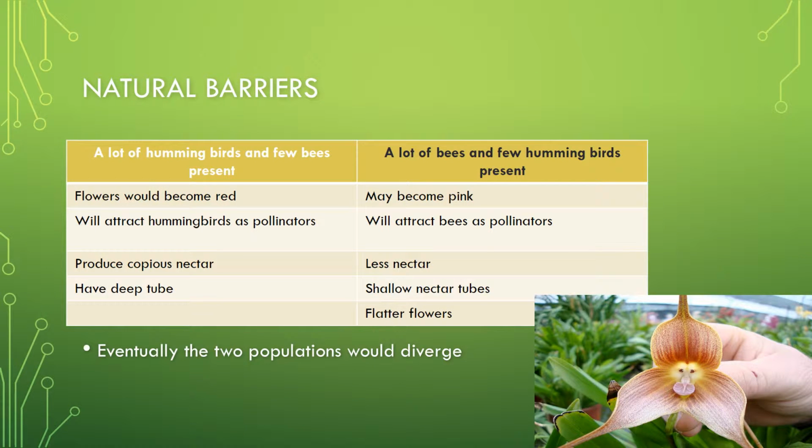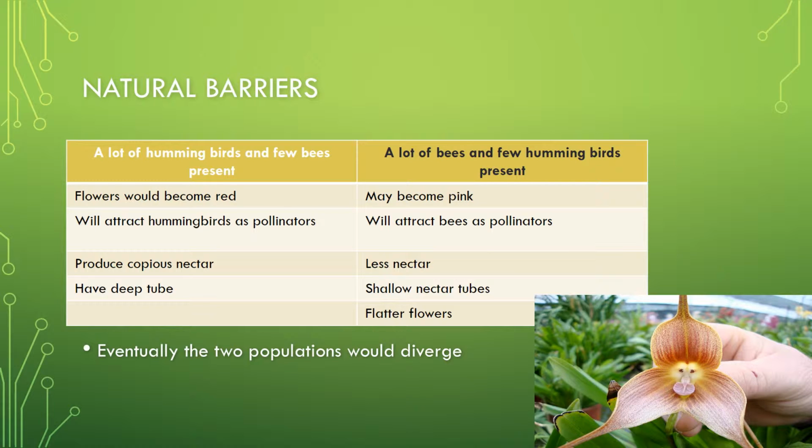A hypothetical example would be a species of flowering plants that was split up into two sections by a mountain range. If one side of the mountain range is inhabited by a large group of hummingbirds but only a few bees, the flowers would become red. Red is a color that birds are attracted to, and the flowers produce a lot of nectar, which keeps the birds coming back, and have long tubes to accommodate the birds.